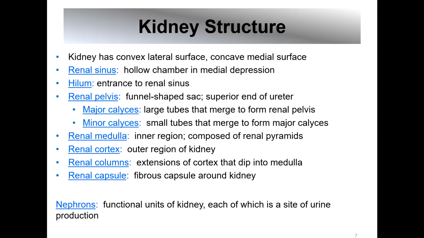And then the renal capsule we mentioned already. That's the fibrous capsule that surrounds the kidney. Now we're going to introduce a new word here, and that's nephrons. Nephrons are the functional units of the kidney. So this is the site where we actually first filter the blood and then produce the urine. And that's going to consist of a renal corpuscle and the tubule attached to it.